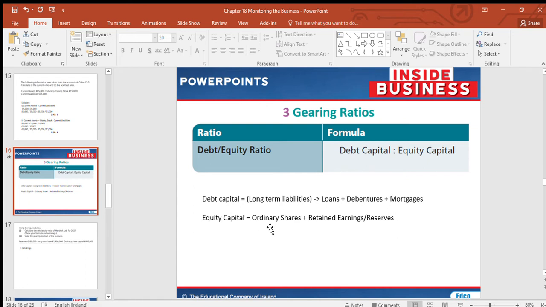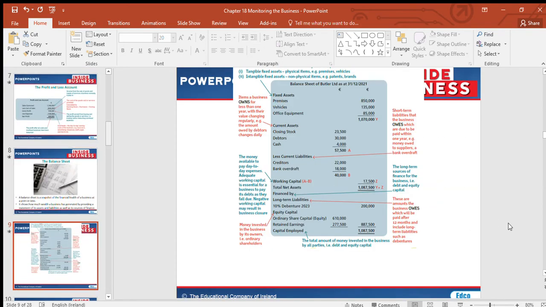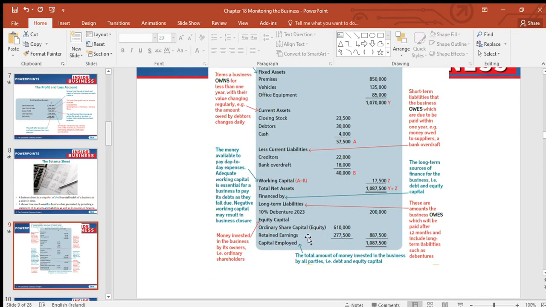Your equity capital you have to calculate. All you do is you add your ordinary shares and your retained earnings or reserves. Flicking back here again, just going to zoom in a small bit. We can see that our equity is just below the long-term liabilities. Our equity capital is our ordinary shares, basically the shares that we sell. We're selling stock in our company to somebody else. That's the money that we earn. We earn that money by selling a part of the business. And we've earned retained earnings as well.